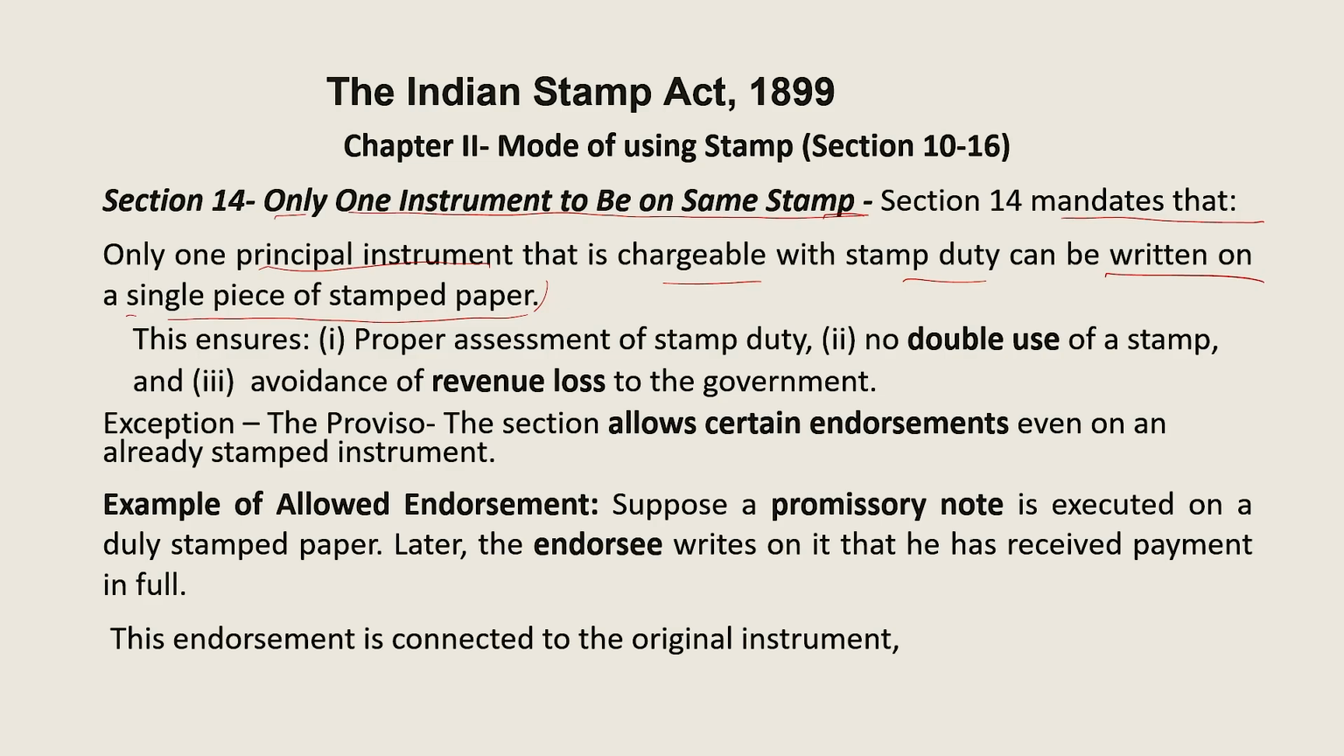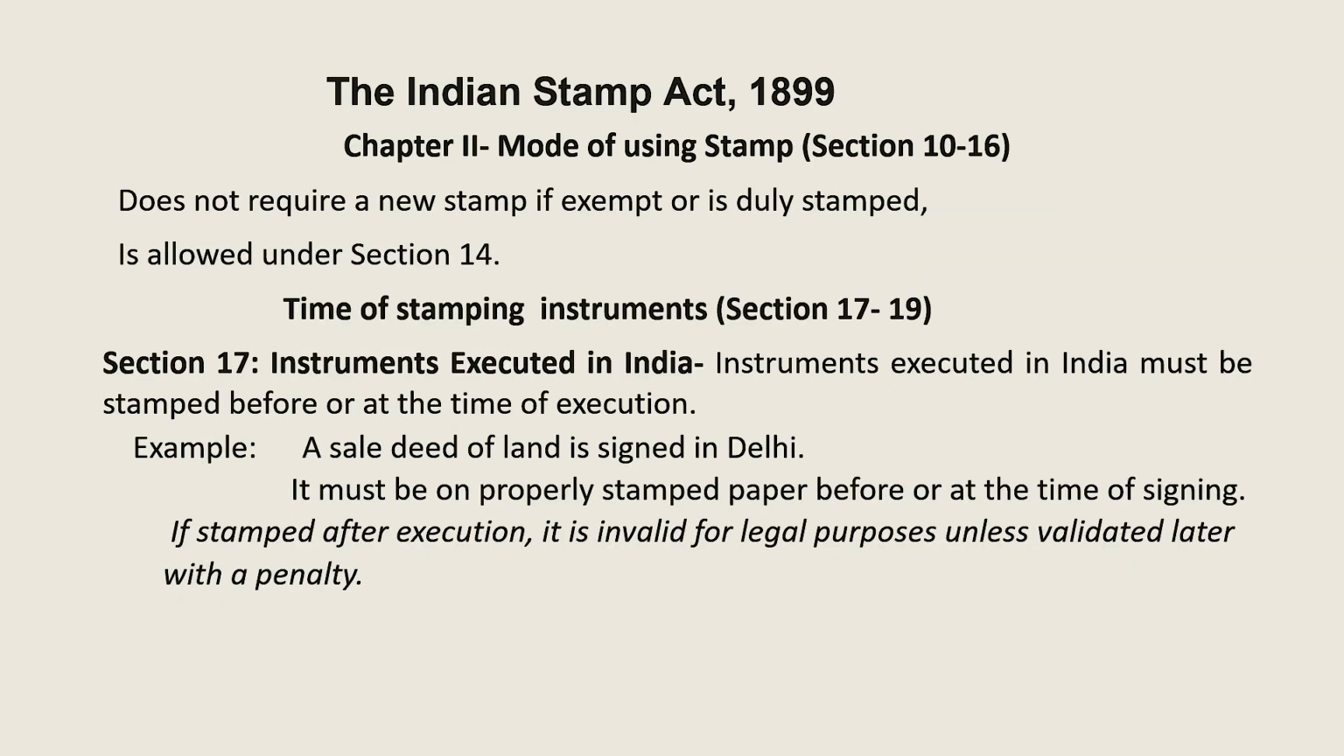Now, there is also an exception to this rule, but this section allows certain endorsements even on an already stamped instrument. See the example of an allowed instrument. Suppose a promissory note is executed on duly stamped paper. Later, the endorsee writes on it that he has received payment in full. Then this endorsement is connected to the original instrument, and it does not require a new stamp if it is exempt or is duly stamped, as allowed under Section 14.